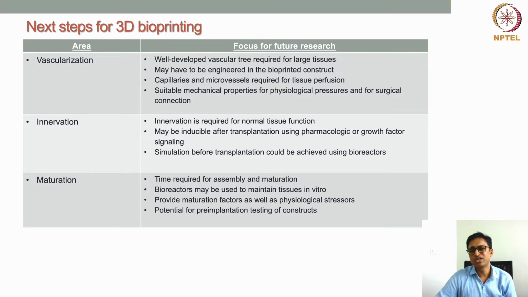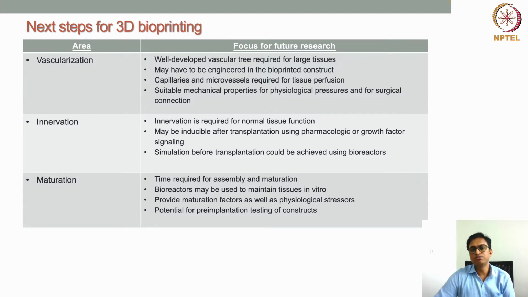Though there are some examples where a vascular tissue can be developed, like the vascular bed or the vascular tree, or the vascular channels, the integration of the vascular channel into the bioprinted tissue or organ is still not fully realized, and there is scope for further research. Some groups are already working on that.